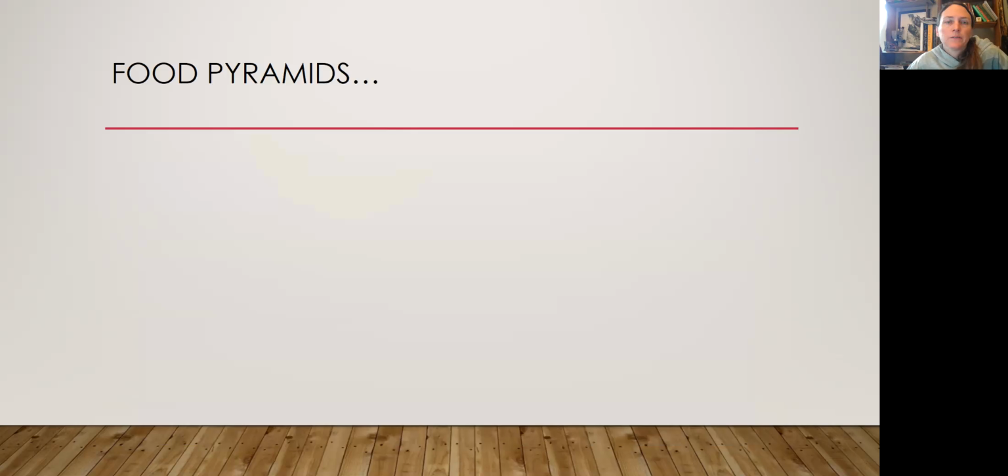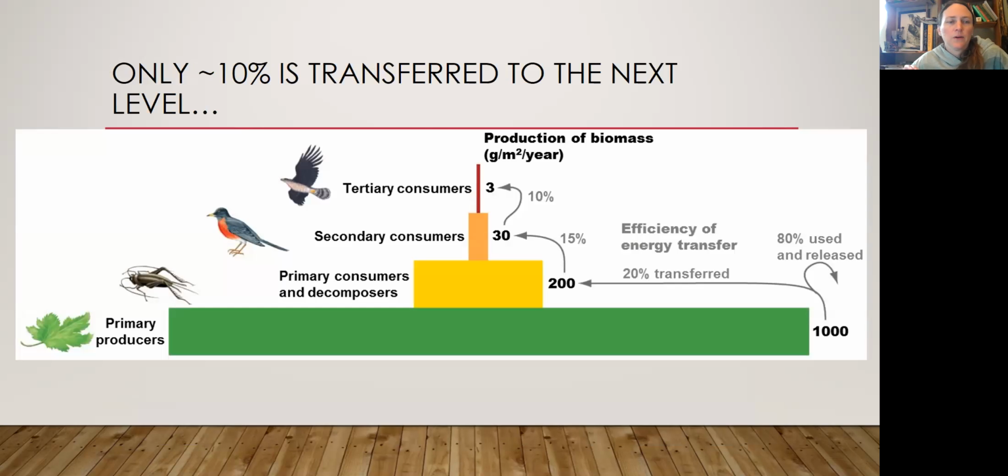So another way to think about food webs is in this kind of idea of a pyramid. And so here's an example. If you have a whole lot of plants, so pretend you have 1,000 plants in your system, then a small amount of those plants gets eaten by primary consumers like crickets. And so you can only support about 200 crickets from 1,000 plants. About 80% of the energy gets used and kind of released, and only about 10 to 20% of the energy gets transferred from one trophic level to the next.